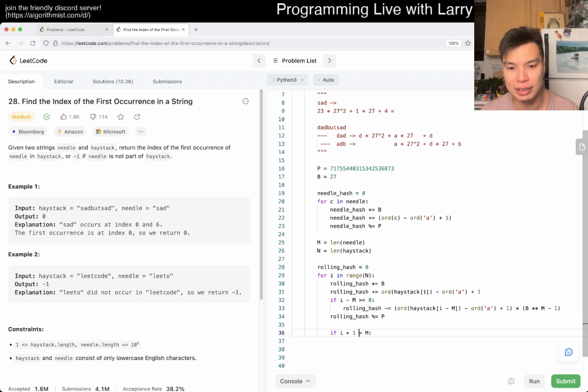Oh, no, it's greater than or equal to m. That means that the hash has m characters or more. So now we can say if rolling hash is equal to needle hash, then we return i. Now we return the first character. i is the last character processed, so it's actually i minus m, or minus m plus 1. One of those.